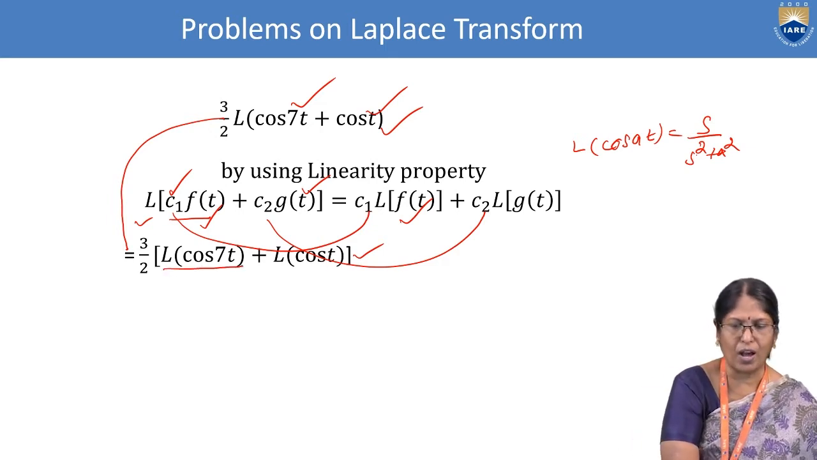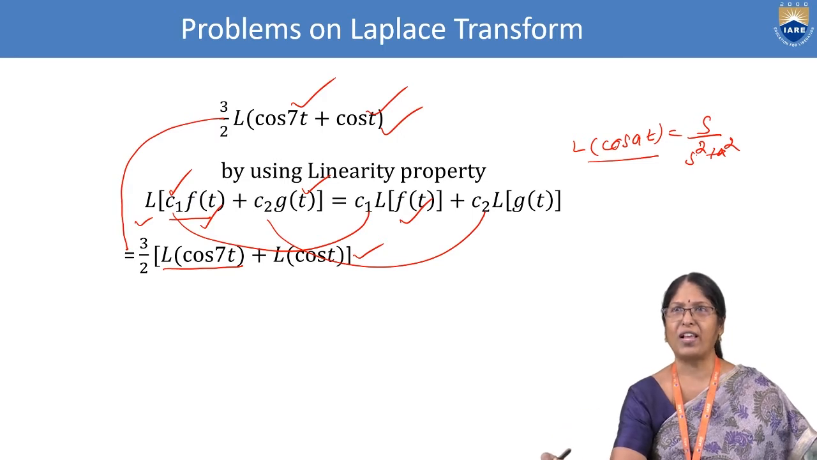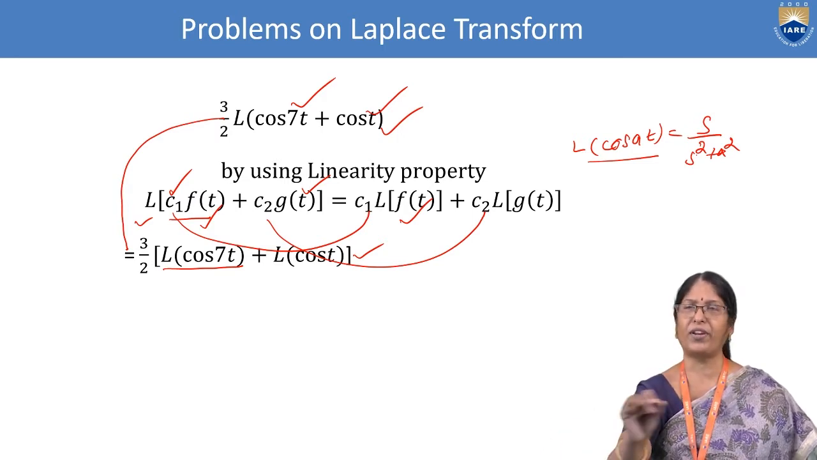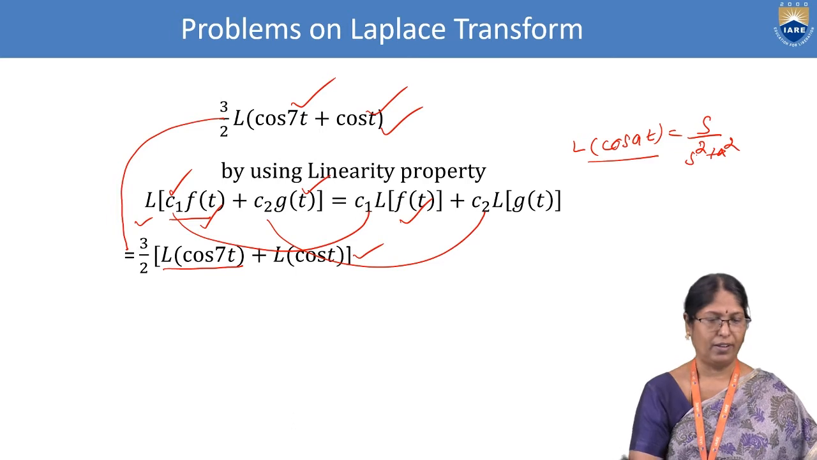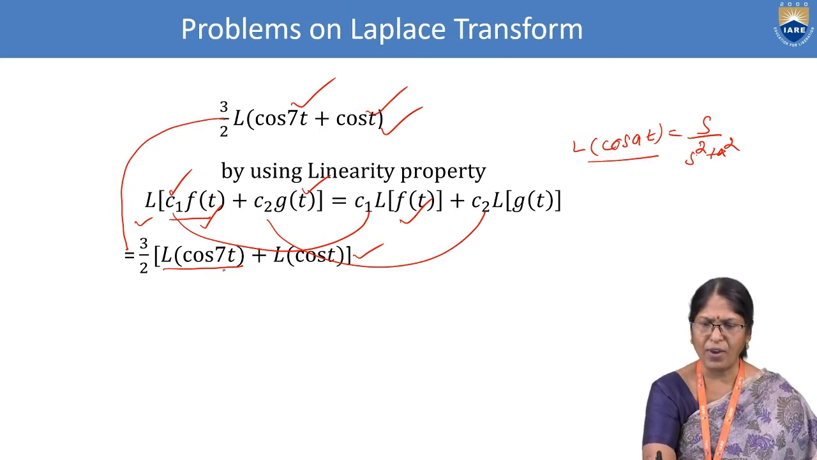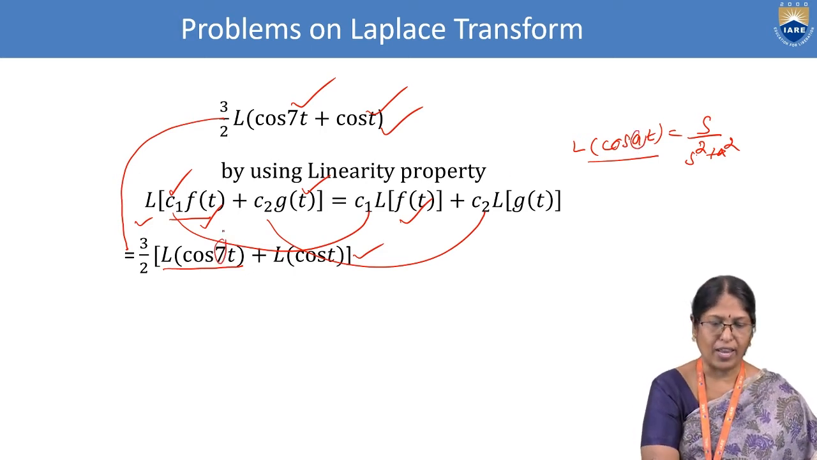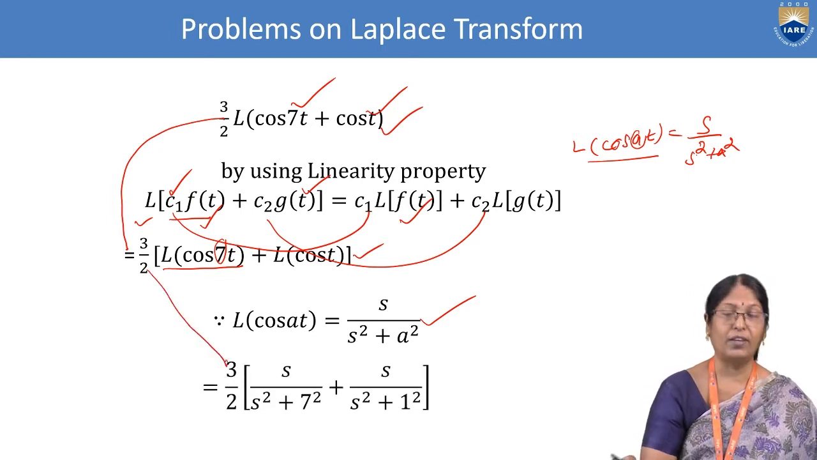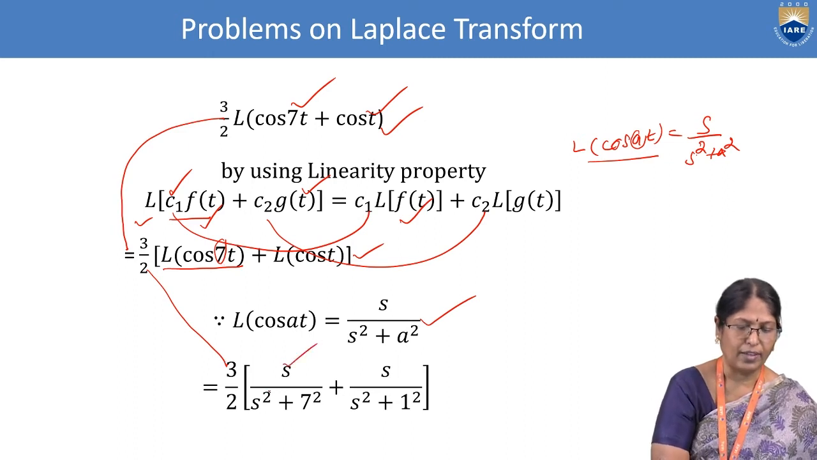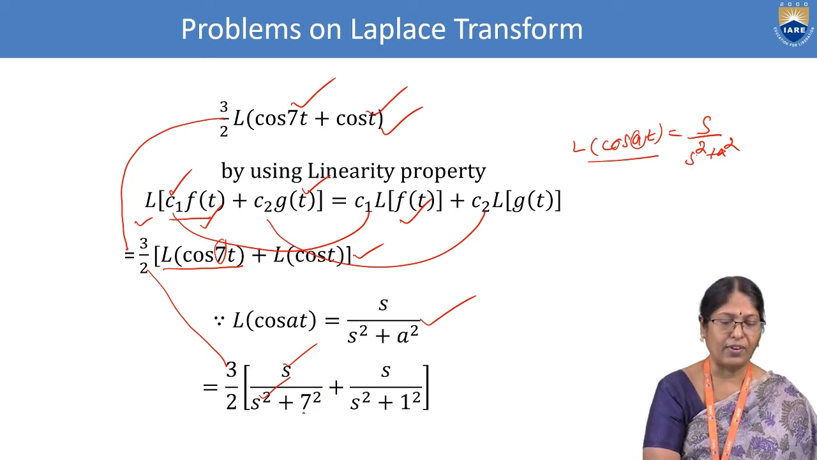Now, which formula is available with us in Laplace transform regarding the trigonometric term L of cos at? That picture we brought in. Here we have L of cos 7t, so a is playing the role of 7. This is the formula for L of cos at, put here once again. So the 3 by 2 is here, and it is s by s square plus a square. In the place of a, 7 is written.